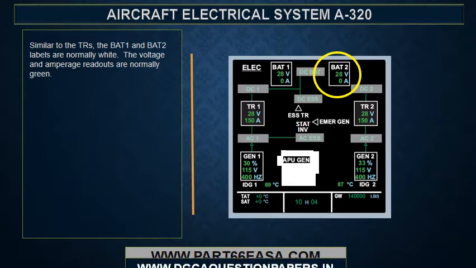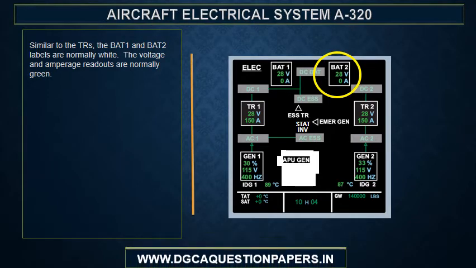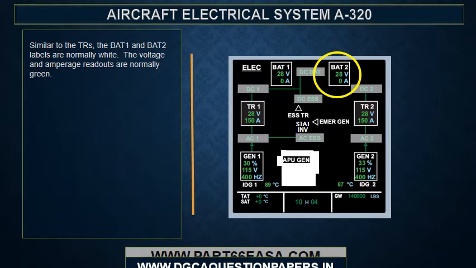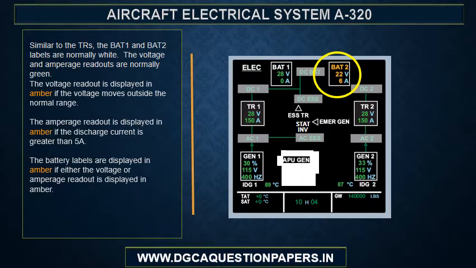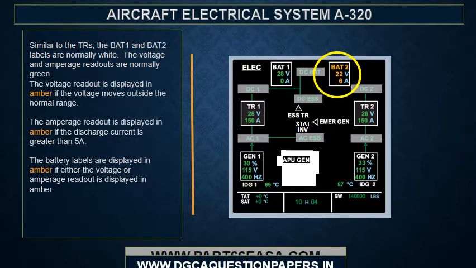Similar to the TRs, the BAT1 and BAT2 labels are normally white. The voltage and amperage readouts are normally green. The voltage readout is displayed in amber if the voltage moves outside the normal range. The amperage readout is displayed in amber if the discharge current is greater than 5 amps. The battery labels are displayed in amber if either the voltage or amperage readout is displayed in amber.